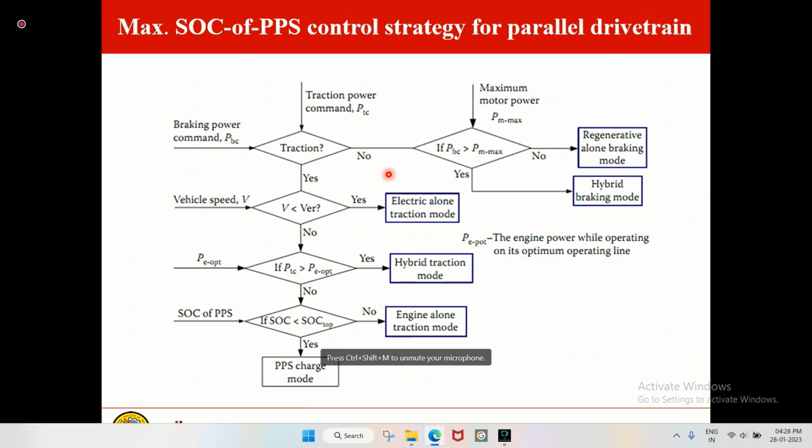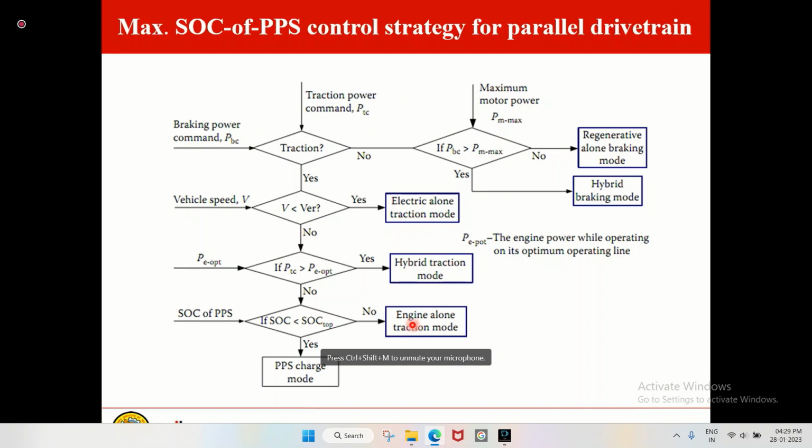And the second scenario is, say for example you are accelerating on the highways, you are moving at very high speed, right? Already you have touched up to 80-90 kilometers per hour, and then further you want to increase the speed, and that is when you want to use the hybrid traction mode, because you want more power, and that's why you want not only to rely on electric mode or engine mode, but you would like to use hybrid mode. And then another situation wherein, say for example, your battery SOC is not much, the battery has been depleted, and then it makes sense to use engine alone traction mode.